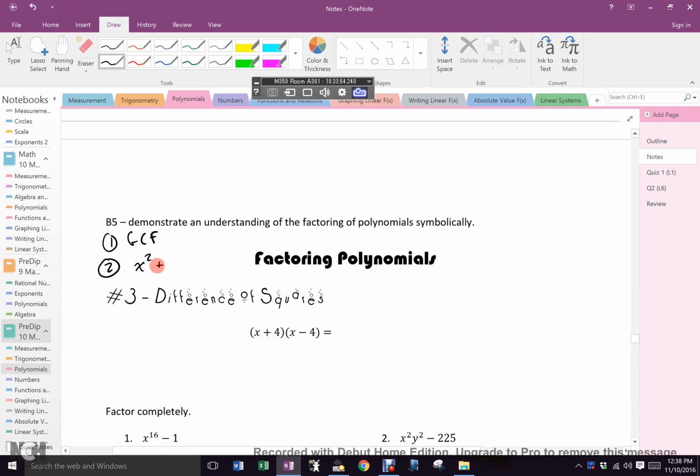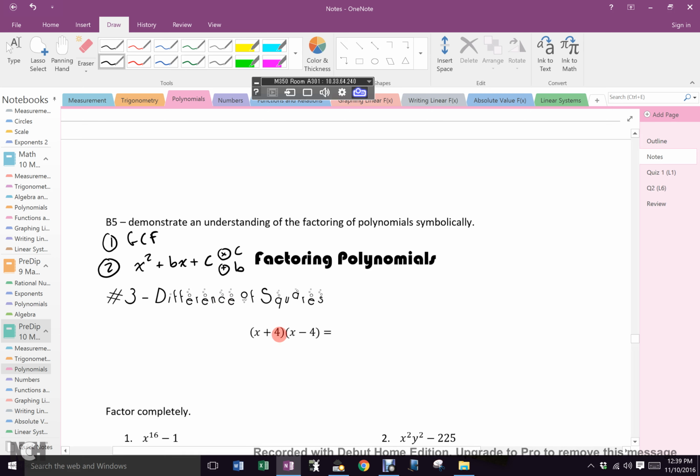X squared plus bx, some number there, plus c, some number there. We talked about that one. You've got to multiply to c and add to b, right? That's what you've already known. Now we're on to the third one, okay? Now this is going to be very, very simple, and you actually have already done it, okay? Without me telling you, you've already done it.